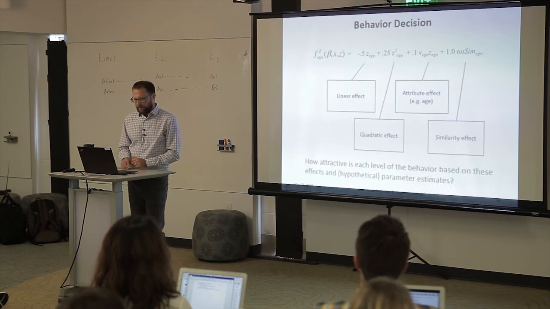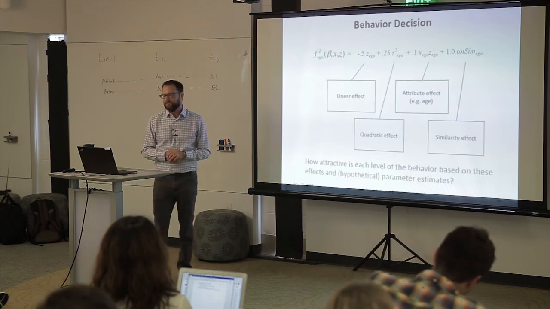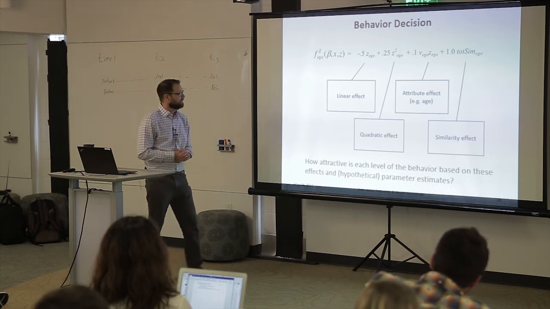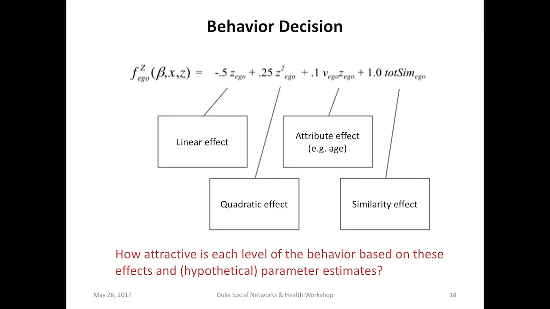All right, so here is a very simple behavior function. It's going to include two effects to control for distribution, the linear and the quadratic effects, the effect of some attribute, one of ego's own attributes, and then this peer influence effect. That's where the network comes in, at the end. Taking into account each of these, ego is going to decide how attractive each level of the behavior is, which direction ego is going to go.